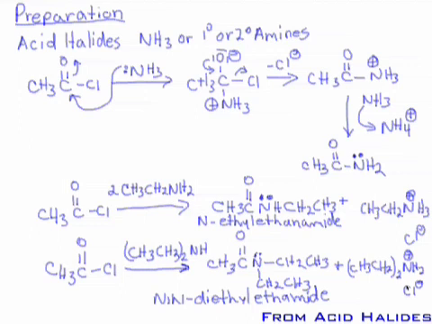So, we can make a primary or unsubstituted amide, a secondary amide, or a tertiary amide, by reaction with acid chloride.